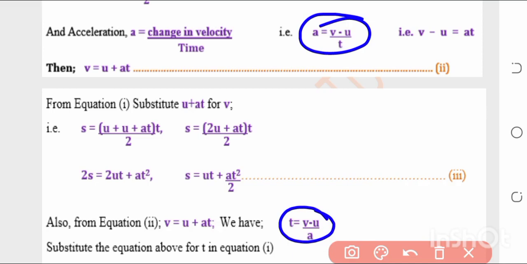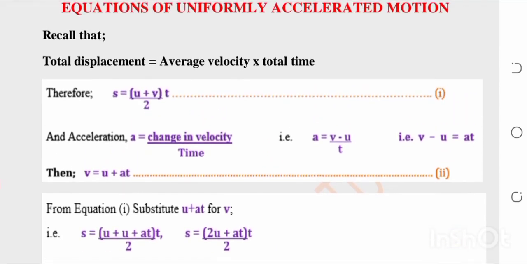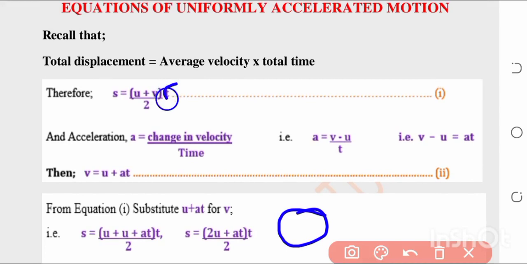And with that, we can substitute this particular equation, t equal to v minus u over a, for t in equation 1. Let's quickly check equation 1 again. Okay, now we can go back to equation 1. You can see the position of t in equation 1, so we can substitute for this. We can use v minus u over a to replace this here.